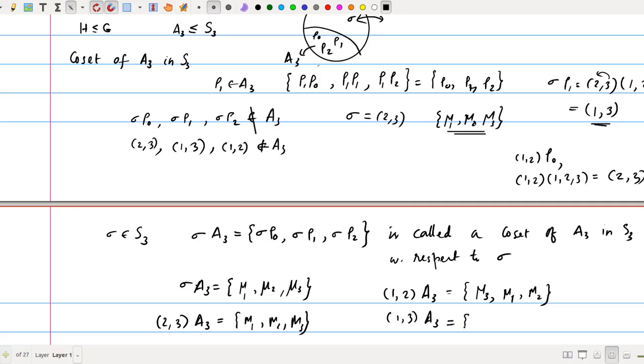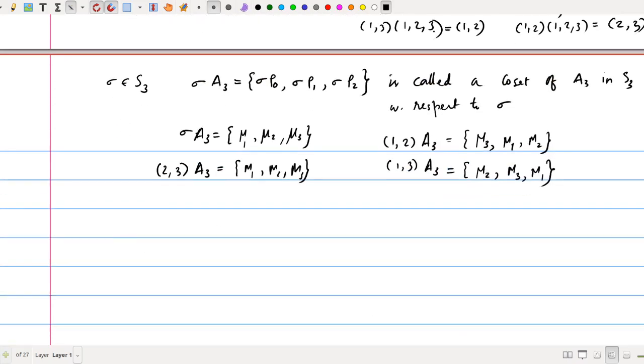Similarly you can get, when you evaluate this, that is mu 2, you can evaluate mu 2 times rho 1. Mu 2 is (1 3) times rho 1, that is (1 2 3). When you operate this, 1 goes to 2 and 2 is fixed. So 1 goes to 2 here, 2 goes to 3, 3 goes to 1. So this is completed, and 3 is fixed in this expression. So you will get (1 2), that is mu 3 and mu 1.